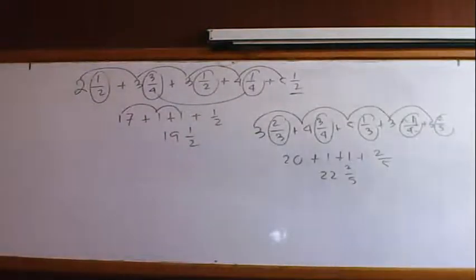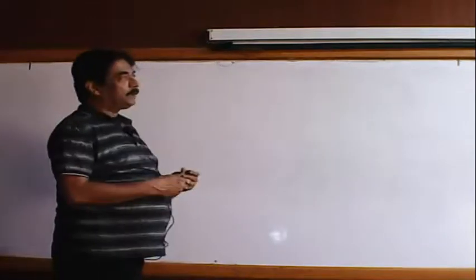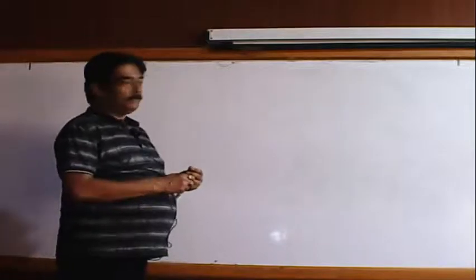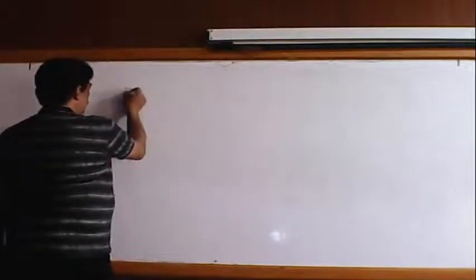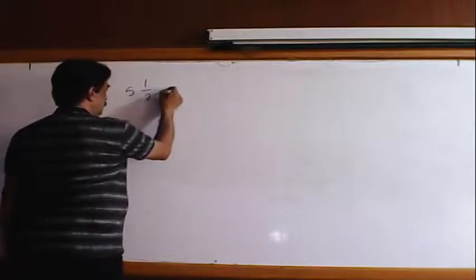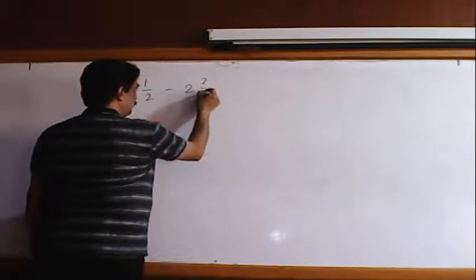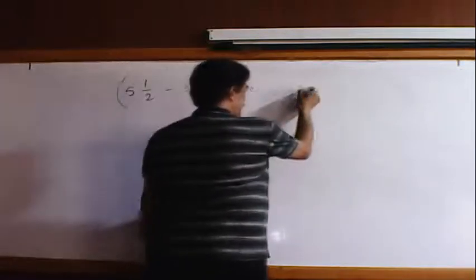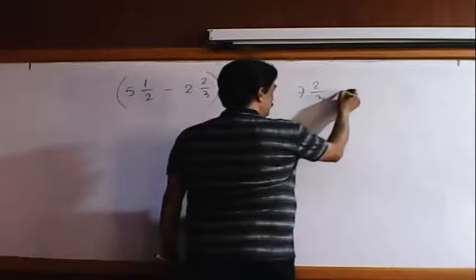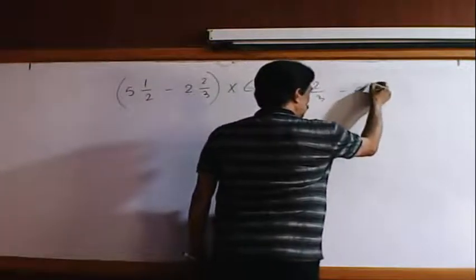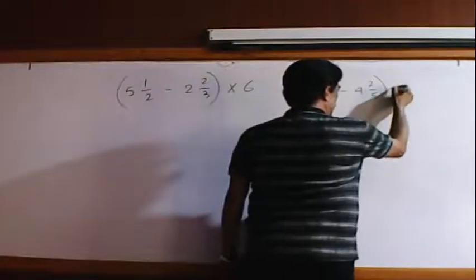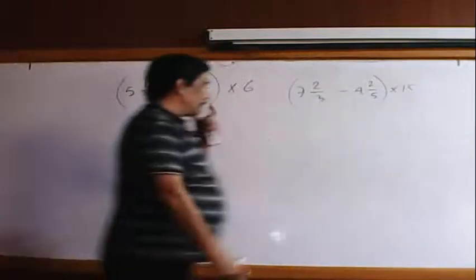So, mixed fraction calculation is very important for all company examinations, and you have to give the answer in a very short time. Say 5 and half minus 2 and 2/3, multiply by 6, 7 and 2/3 minus 4 and 2/5, multiply by 15. Now minus is there.